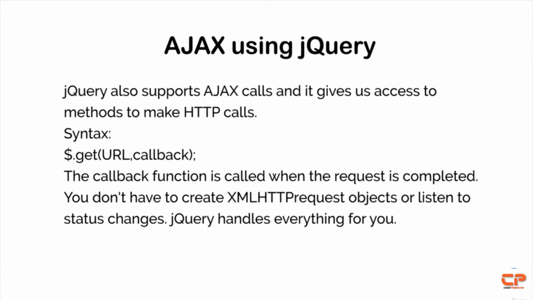So this is the syntax. $.get, and inside the get method we pass two arguments. The first one is the URL or the API endpoint, and the second is the callback function, which is called when the request is completed. So if you notice here, you don't have to create XMLHttpRequest objects or listen to status change. jQuery handles everything for you.